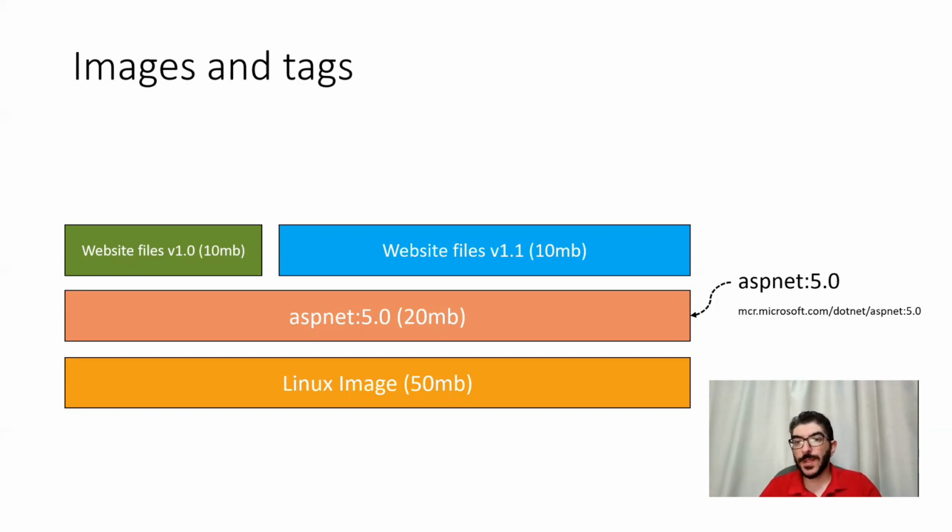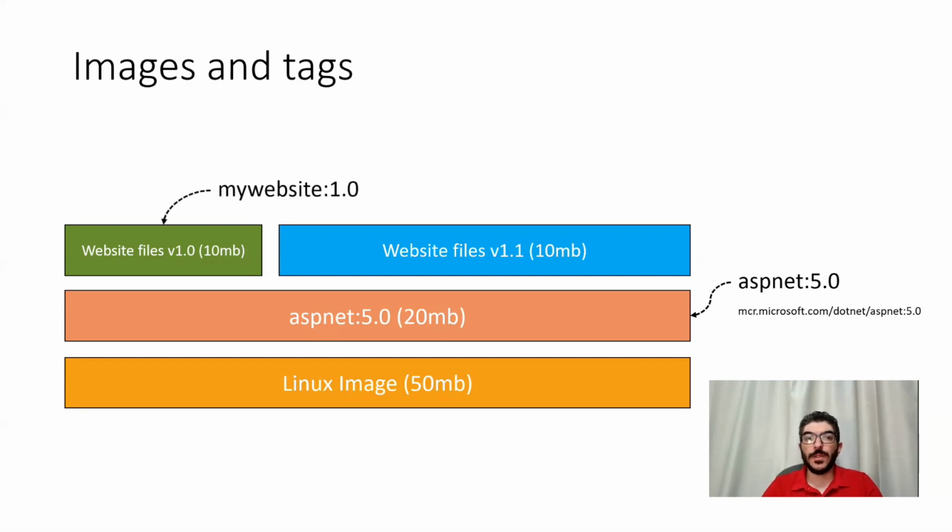And as you can see, there's another line here that says, this is the long version of the image name. mcr.microsoft.com/.net/ASP.NET. This is the full image name, which identifies from where we download this image.